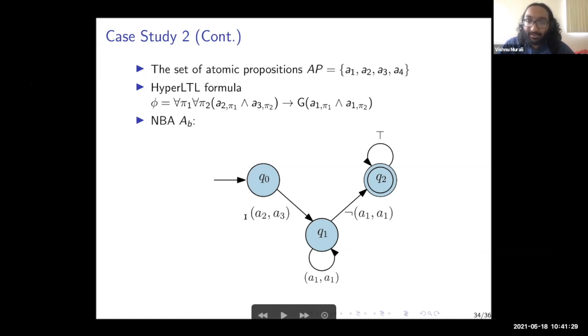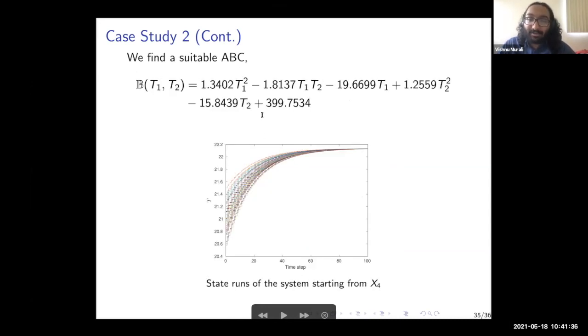We construct the NBA and find an augmented barrier certificate for the pairs A2, A3 and not A1, A1. We find the augmented barrier certificate, and we also show by simulation that these trajectories do not reach the unsafe set, where the temperature value will reach 25.